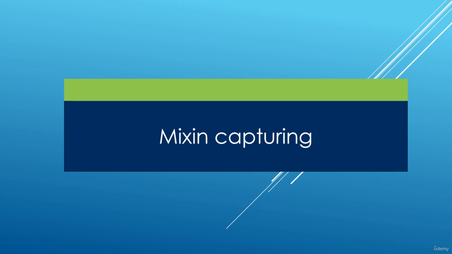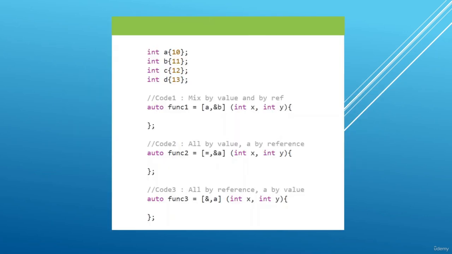In this lecture, we're going to explore some things you need to be careful about if you happen to capture by value and by reference at the same time in your Lambda functions. We're going to look at a few examples here. So we have a bunch of variables A, B, C, and D. And in the first example here, we are capturing A by value and B by reference.